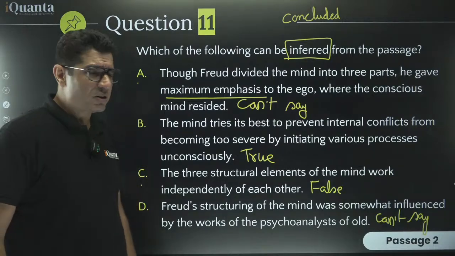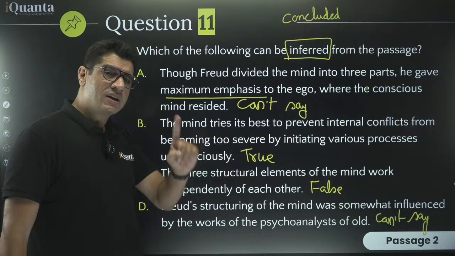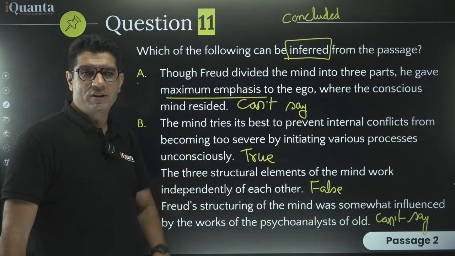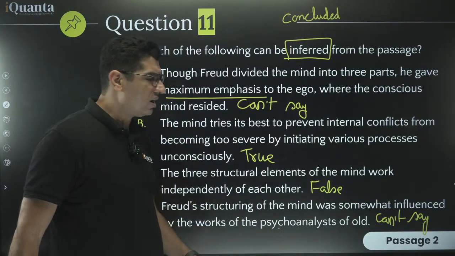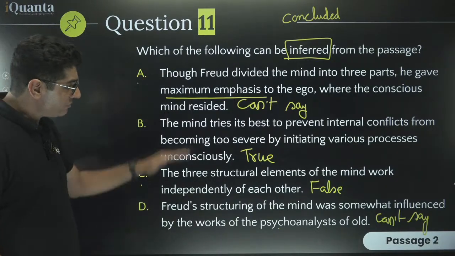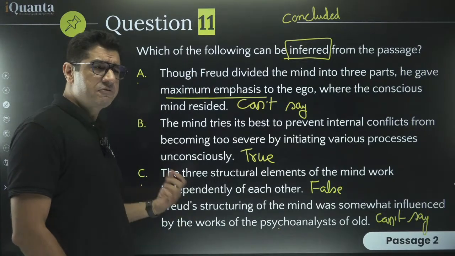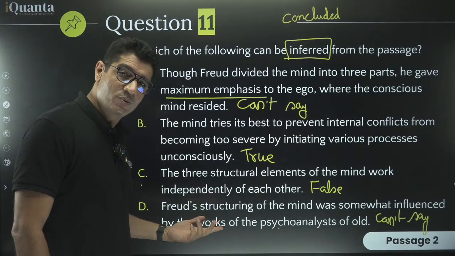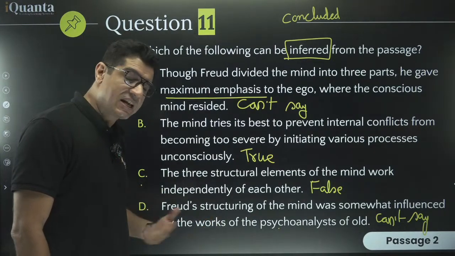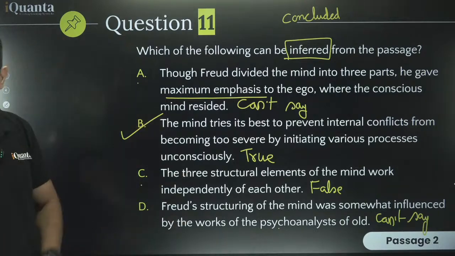So was Plato a psychoanalyst? We don't know it according to the passage. Even if he were, that is just one psychoanalyst of the old. So from there, if you go to all, it is anyway going to be can't say. And now that we have applied these labels in an inference-based question, if there is an answer which is true, then that's the one that we pick. So that's B. So there you go.